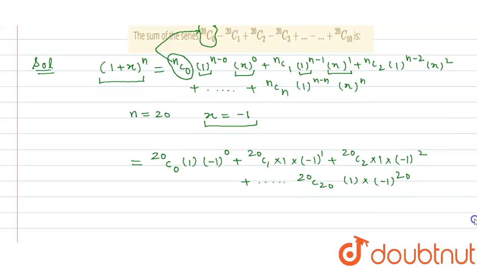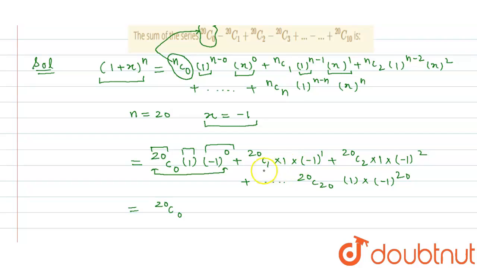So, now observe the sign of each term. Okay, this term, the sign of this term is negative or positive? Its sign will be positive because all these three quantities are positive. This is positive, and this one also positive. So, it is equal to what? 1 multiplied by minus 1 raised to the power 0 is 1. So, it will be equal to 20C0.